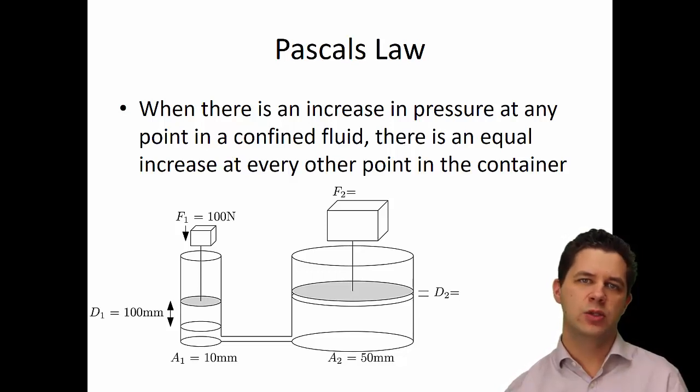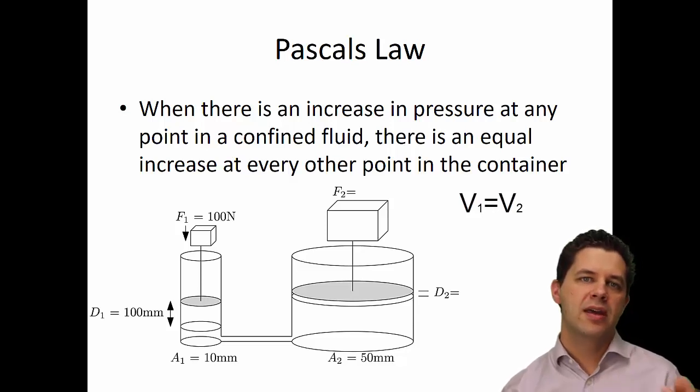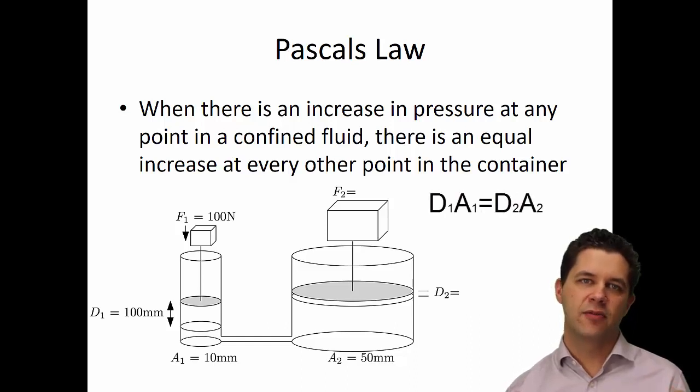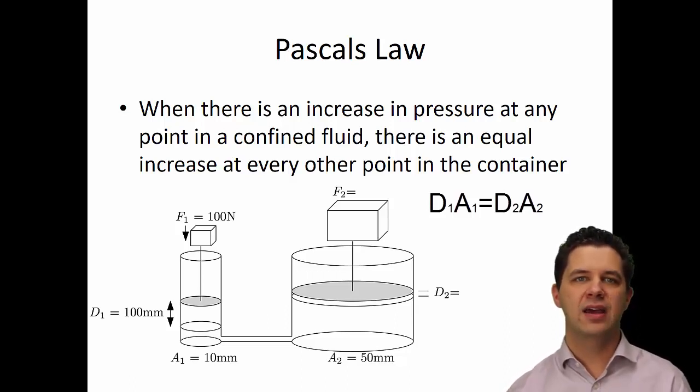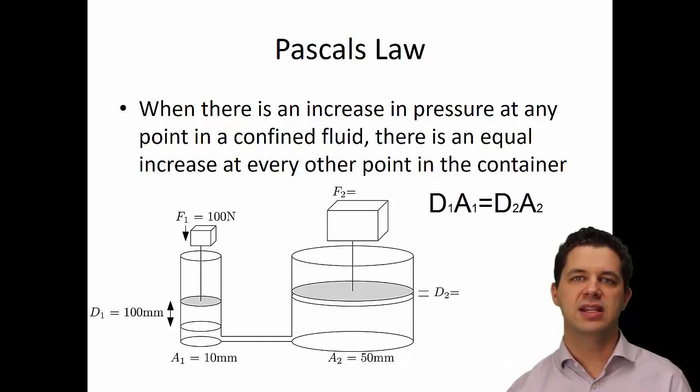Likewise, our volume between these will change, because when we change the volume in one cylinder, the volume will change by a corresponding amount in the other one. The volume is equal to our cross-sectional area times the distance that we've moved. So if we say V1 is equal to V2, the cross-sectional area A1 times the distance we've moved in the first cylinder, D1, is equal to A2 D2. We can work out here that for our distance moved of 100 millimeters on the input, we move a distance of 20 millimeters on the output. That's D2 there.